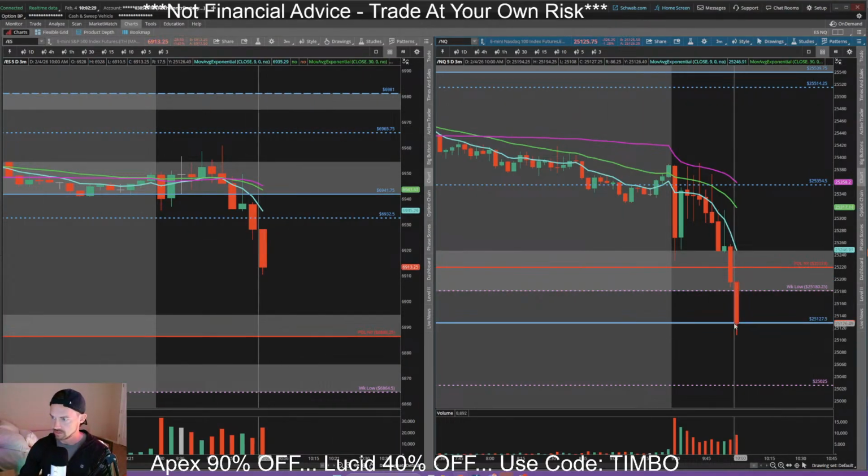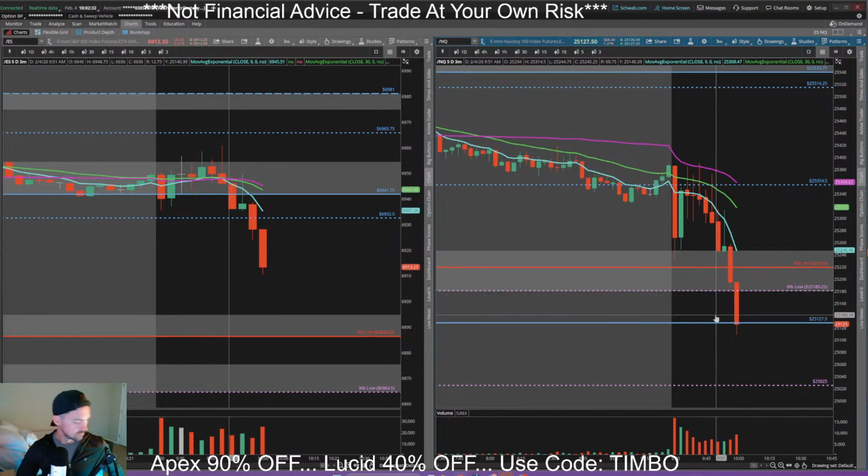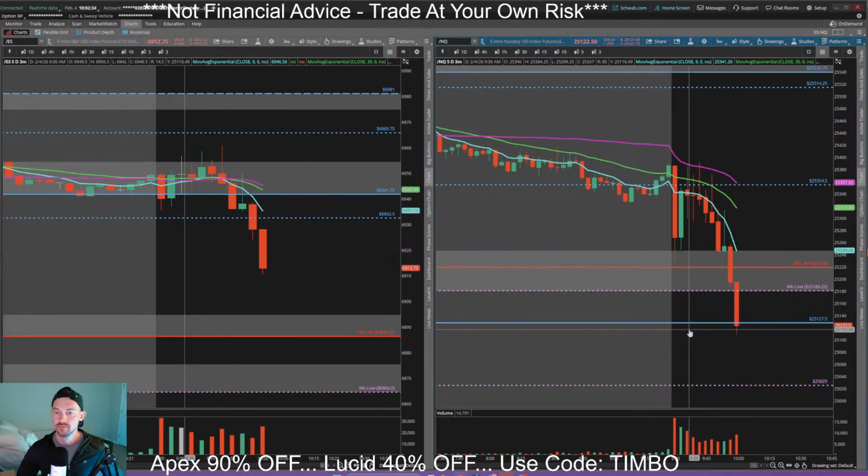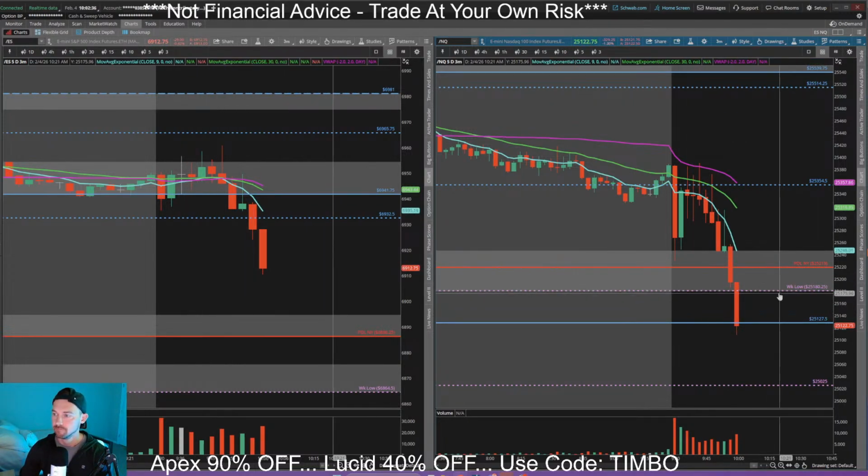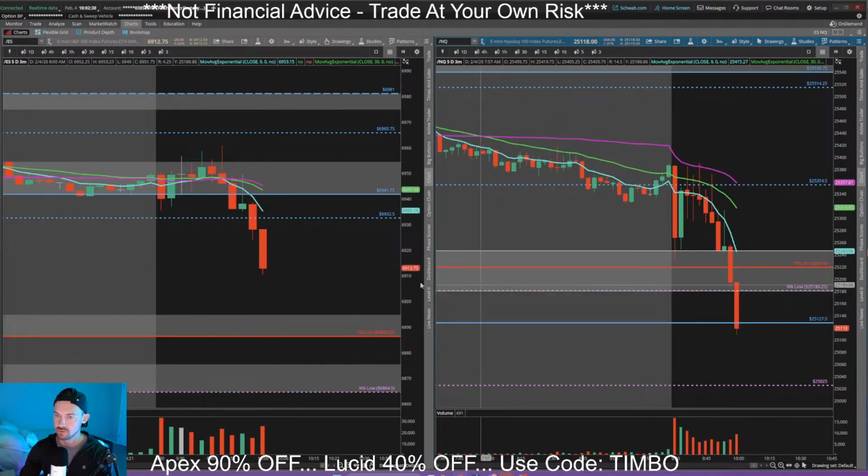Not going to chase this. Hi, buddy. But yeah, I mean, no chance for any kind of a pullback. That 10 a.m. news just straight drop. There's not even any kind of wick on the top of this candle.